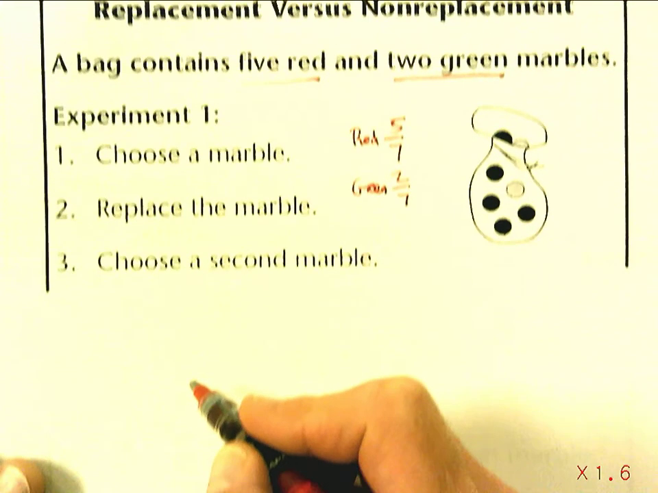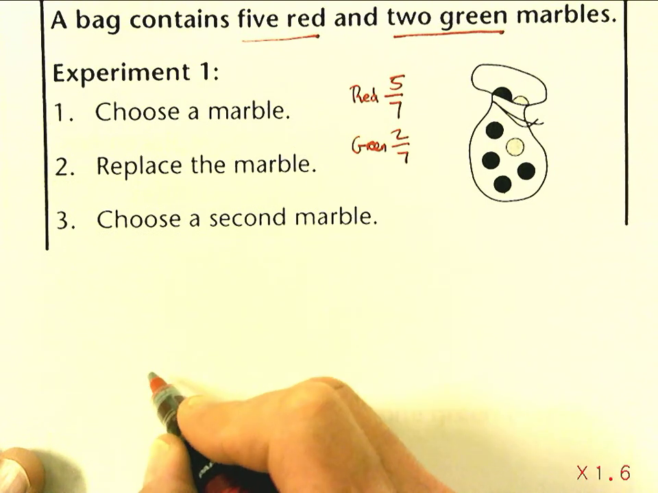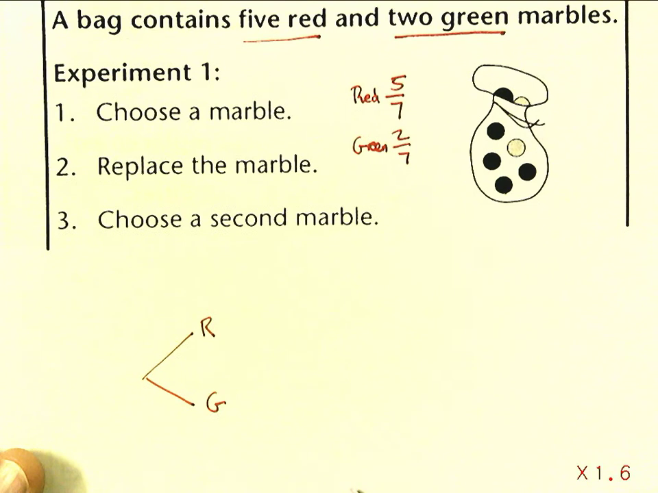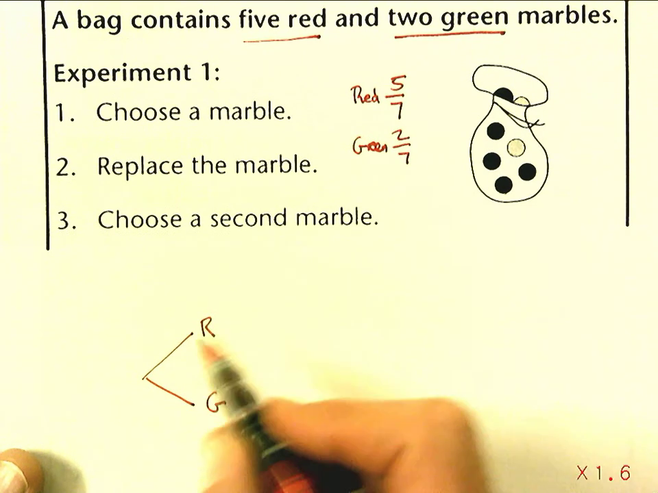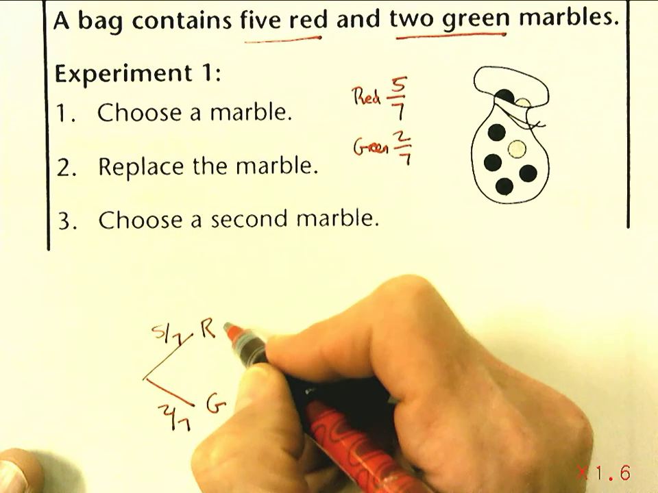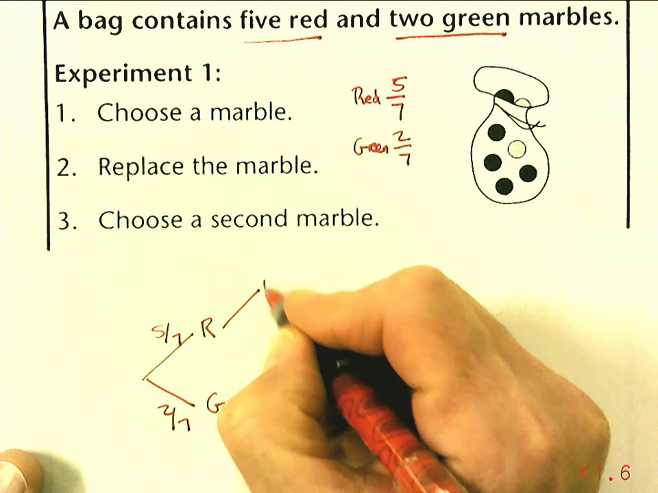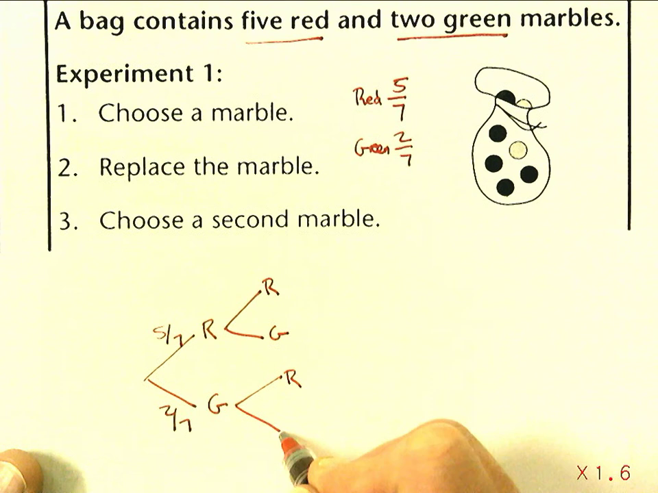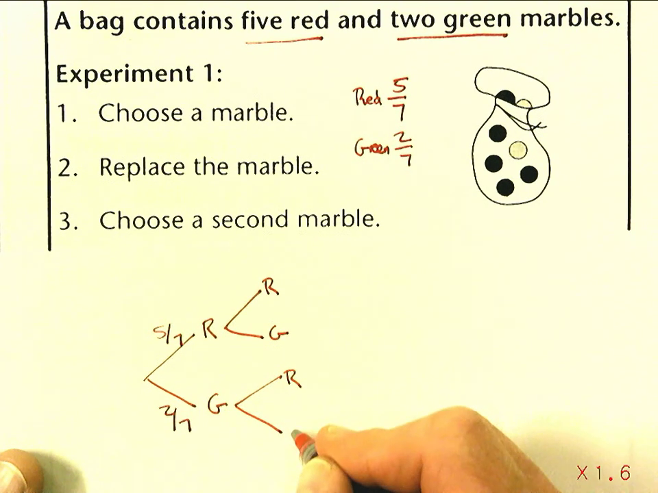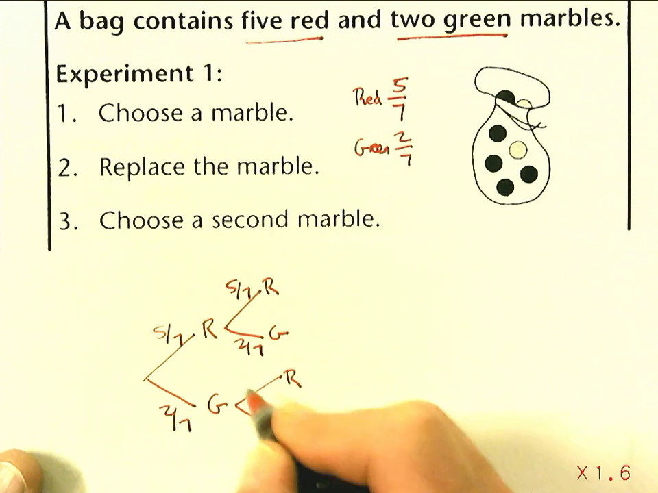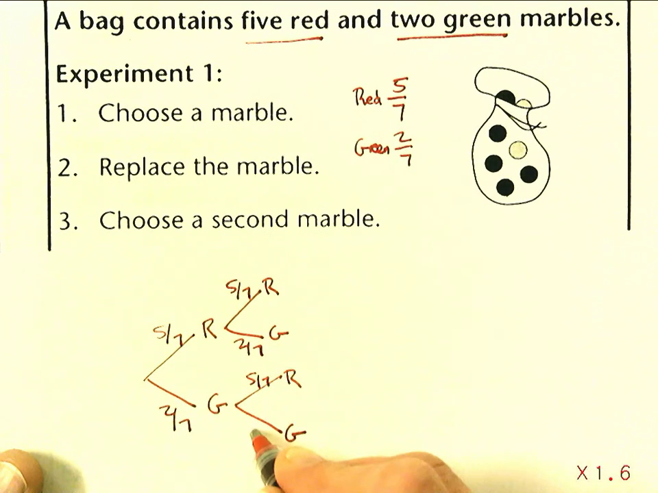So again, I'm going to use a tree diagram to illustrate this point. If we were to reach in the bag, we could choose a red or a green marble on the first draw. The probability of choosing a red one is 5/7, and the probability of choosing a green one is 2/7. And then we put the marble back in the bag and we again reach in and choose a marble, and again we could pull out a red one or a green one, depending upon which we pulled out the first time. And again the probabilities are 5/7 and 2/7 for each of the colors.